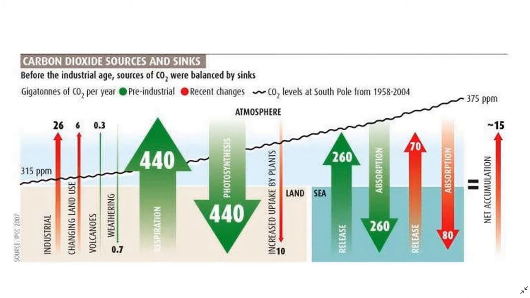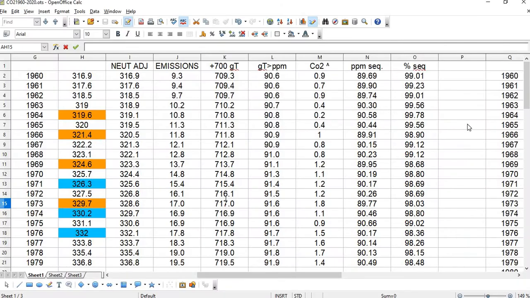I want to know how this 100% sequestration has changed in recent times, and is it declining due to the extra CO2 we're putting up there? So how do you go about producing a graph that shows the percentage uptake of CO2 in the atmosphere year on year? Well, this is how I did it.